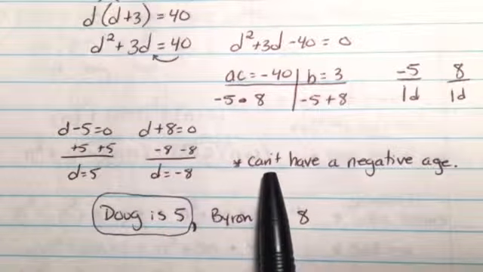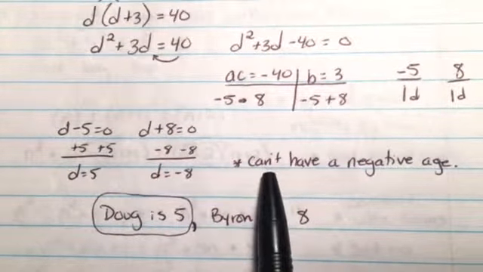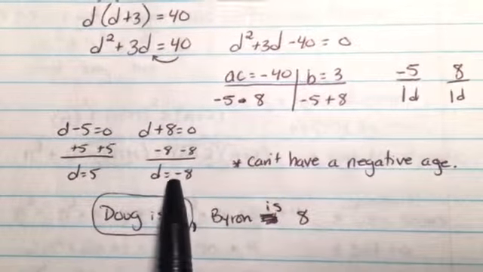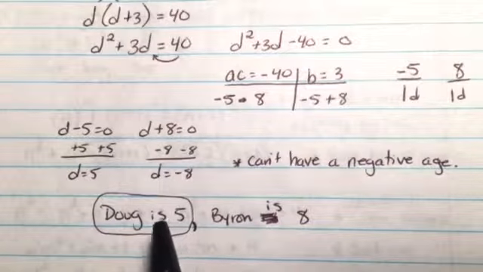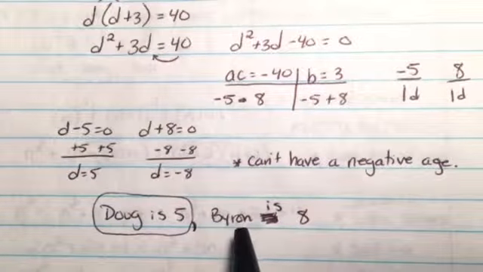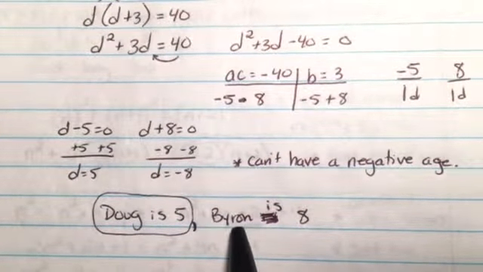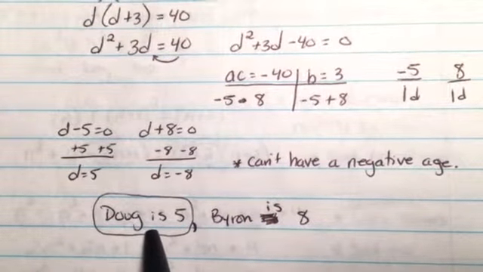All right? We're not talking about time travel here. People aren't going backwards in time. All right, so we're not going to use the negative 8. We're talking about D equals 5. That's how old Doug is. Doug is 5. That means that Byron is 8 because he's 3 years older. What was the question asking? How old is Doug? Which is why I've got this one circled.